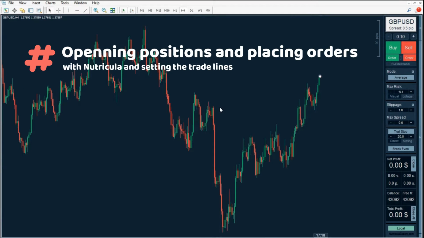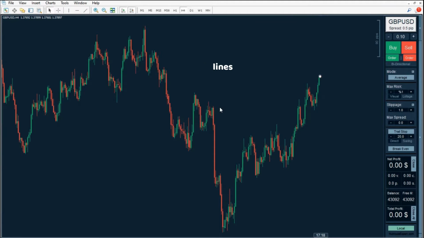Opening positions and placing orders with Nutricula and setting the trade lines. To place an order or take a position in Nutricula, first of all, with the help of these buttons, we select the volume of the position or type the volume we want in this field. By pressing these two buy and sell buttons, we can open a buy or sell position directly.